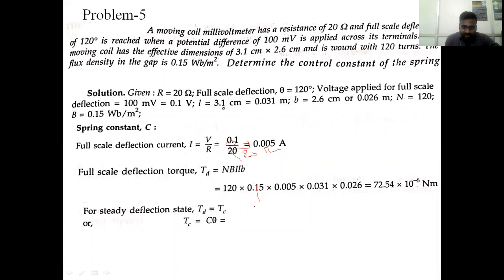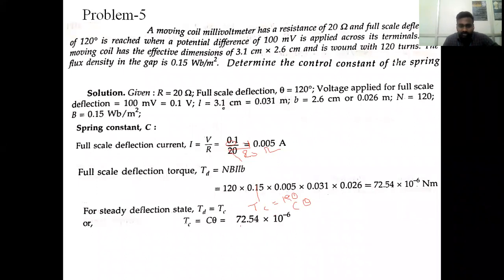The controlling torque T_C is equal to K into theta, but in some textbooks it is written as C into theta; both are equal. So if we substitute the values here, the controlling torque is equal to the deflection torque, and the controlling torque is equal to C into theta. The deflection torque we already got, that is 7.5 into 10 to the power of minus 6.